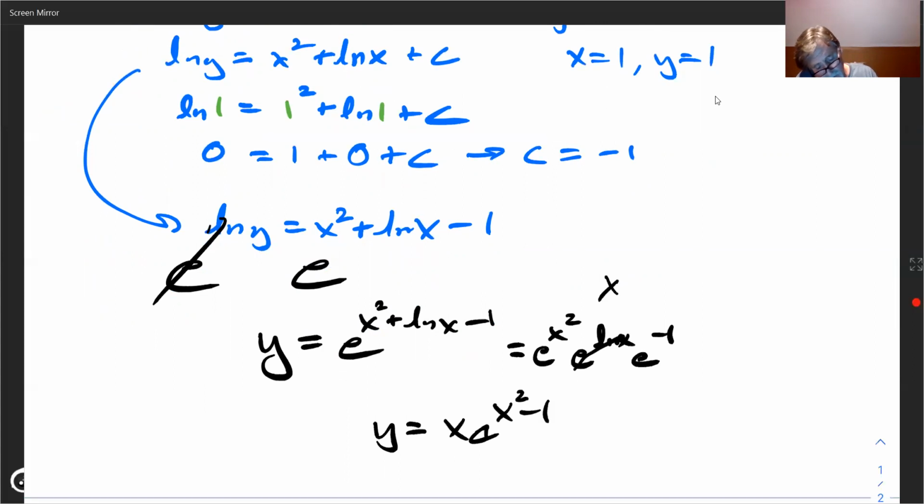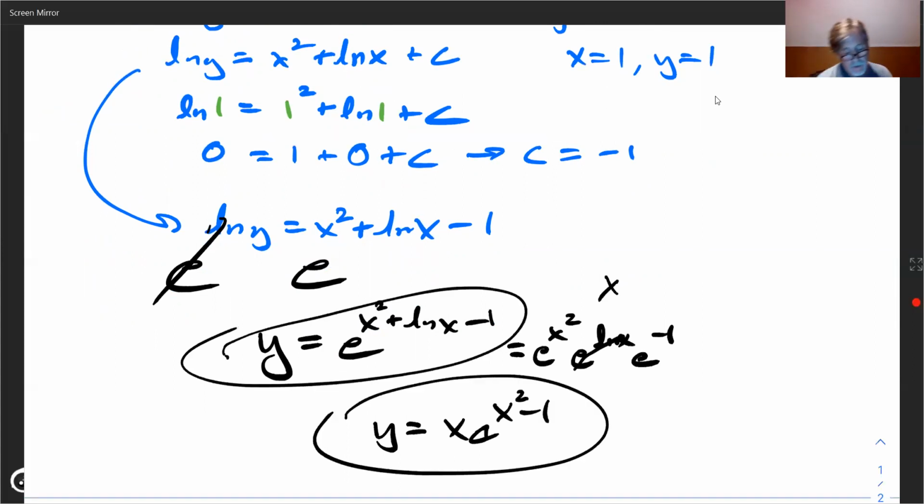That looks cool. You know what? They're both good. I'll give you credit for either one of those answers, of course. And that's how you separate, integrate, find C, and write your final answer. So those are good problems to do, and have fun with those. All right, I'm going to come up with an application next.